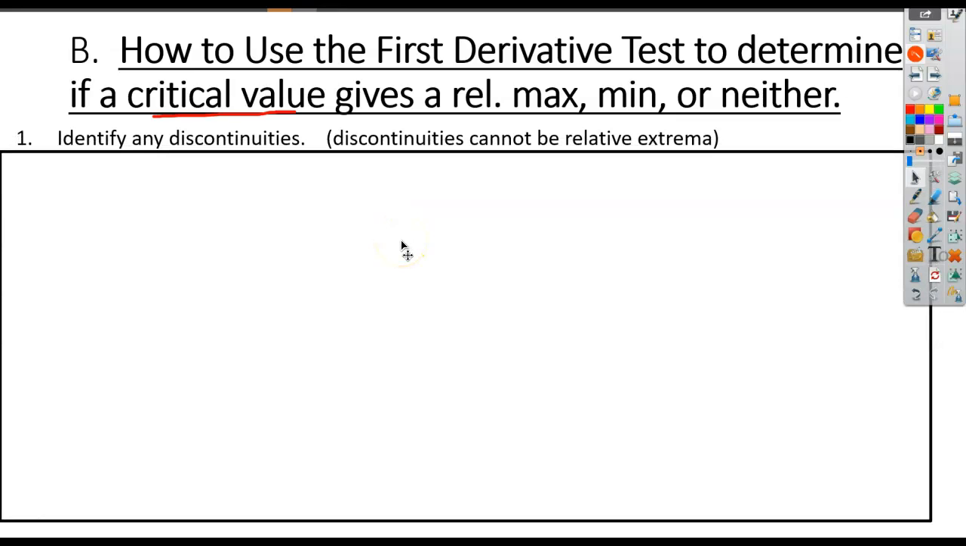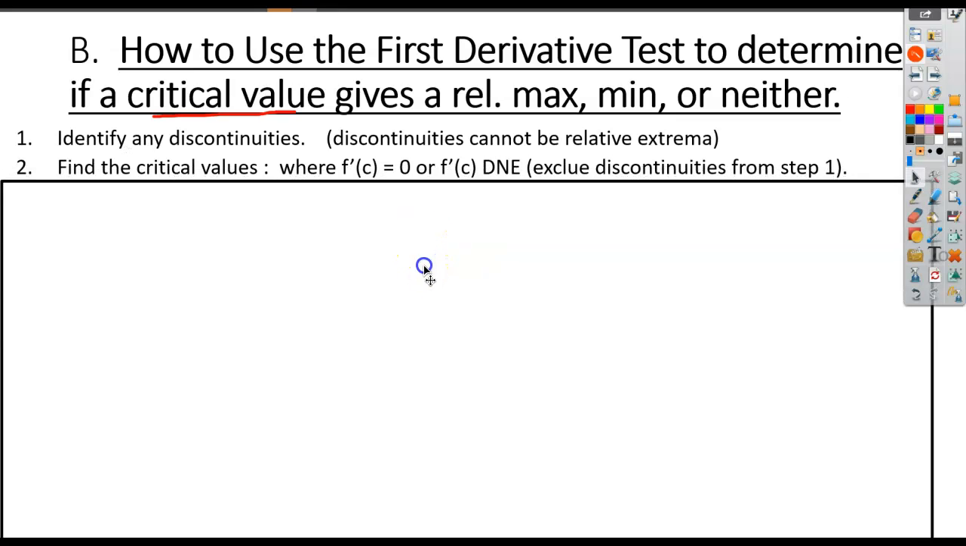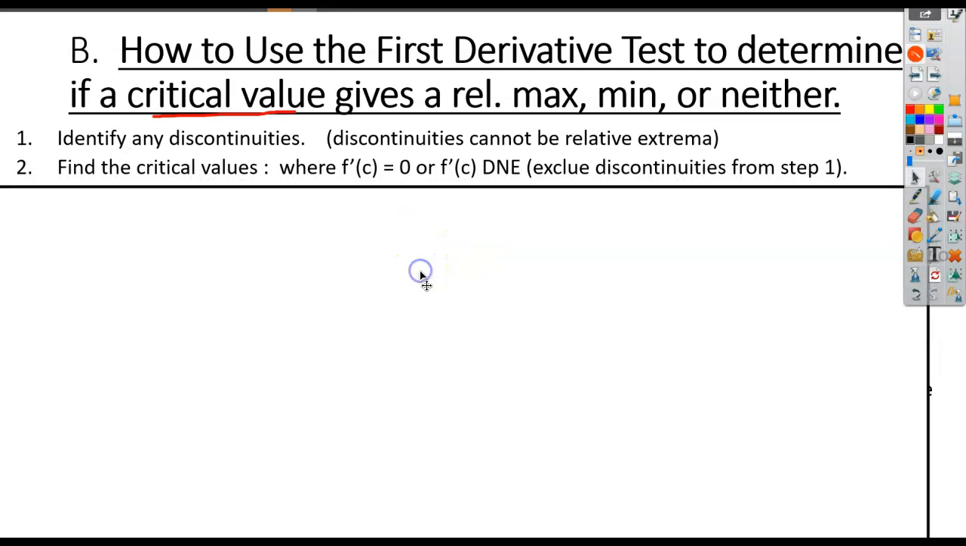the first thing we're going to do is we want to see if there's any discontinuities. If you have a discontinuity, you want to rule those out at the very beginning, because at a discontinuity, that will give you a critical value, but a discontinuity cannot be a relative extrema. So if you have any discontinuities on your function, then we're going to start right away and just say, oh, that's neither. It's not a relative min or a max.